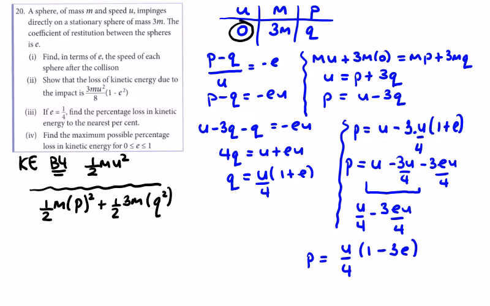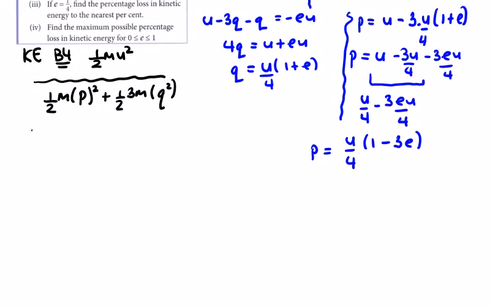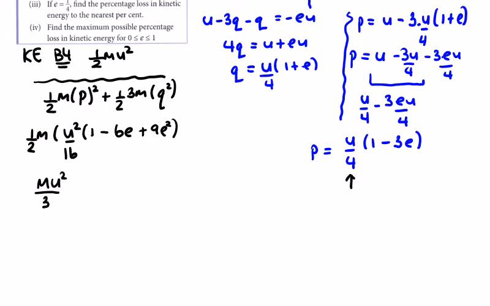So this might take a little bit of simplification here. We have p and q over to the right. So let's work these out here. A half m times p squared. So if we square p, we're going to get the first one of the product. So we're going to get that squared. So u squared over 16 times, I multiply this out, and then I'm going to get 1 times 1 and 1 times minus 3e twice, and I'm going to get plus 9e squared. And I could tidy that up just to be mu squared over 32 times 1 minus 6e plus 9e squared.